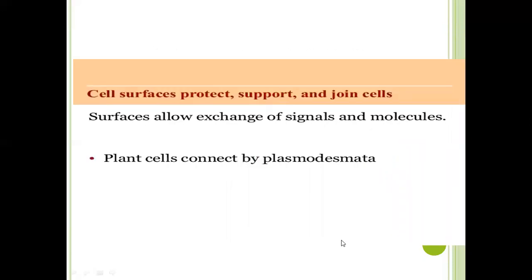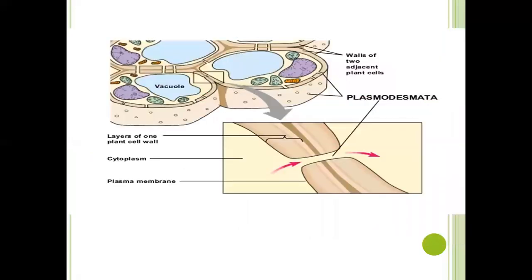Cell surfaces protect, support and join cells. Surfaces allow exchange of signals and molecules. Plant cells connect by plasmodesmata. This is the structure of plasmodesmata. This is the tubular structure. These two are plasma membranes. This is the plasmodesmata. This is the layer of plant cell wall.